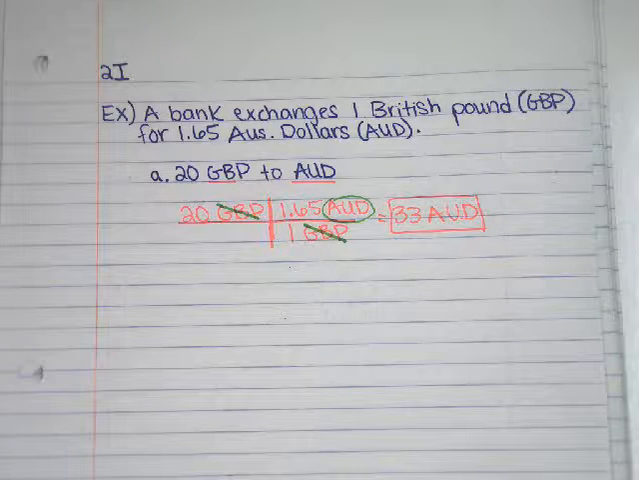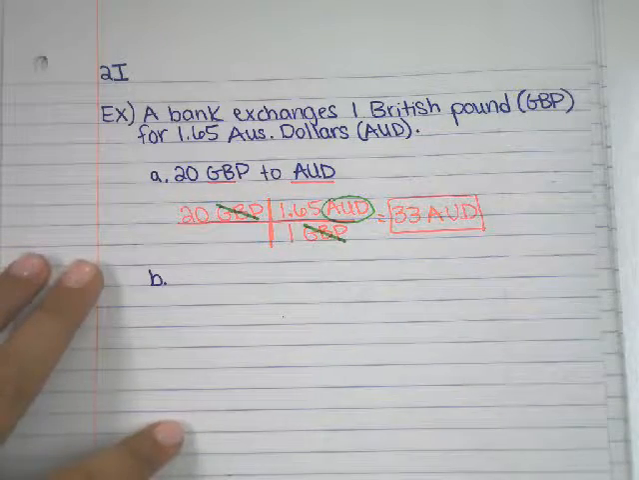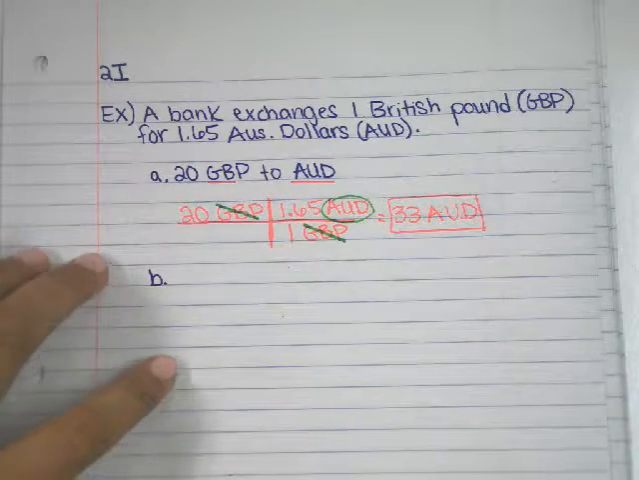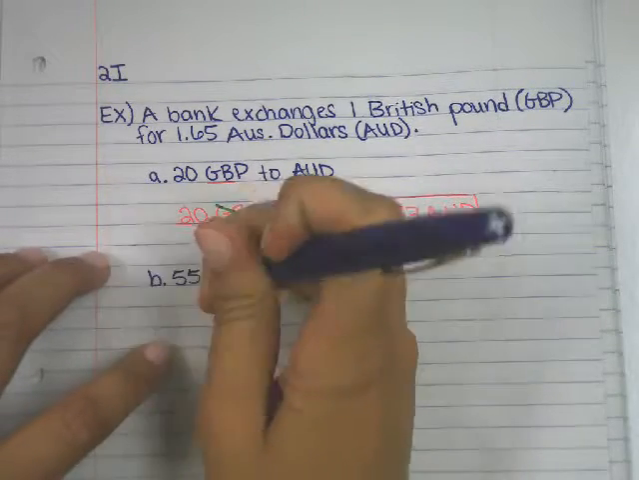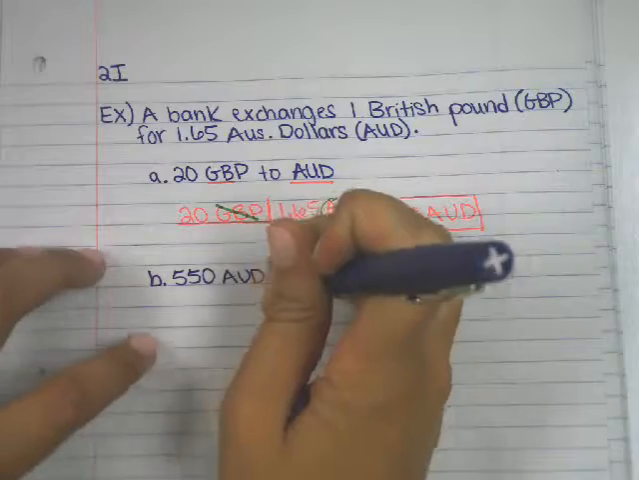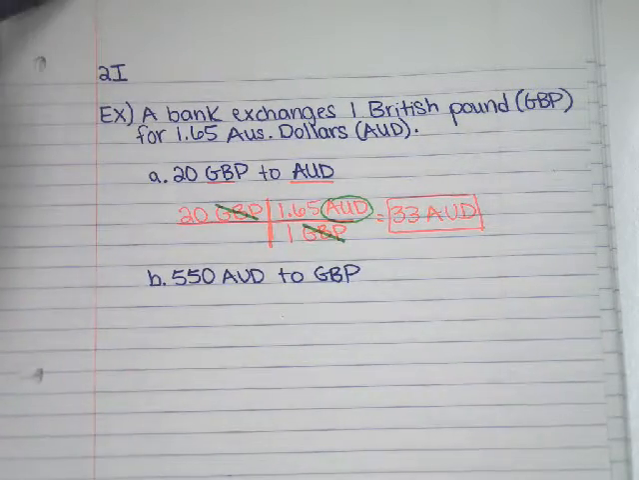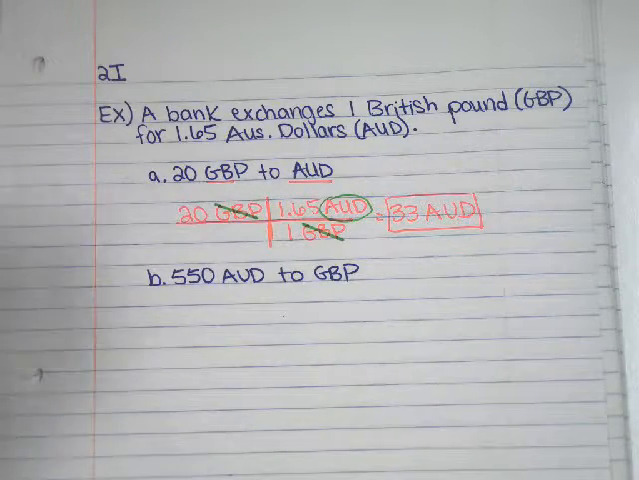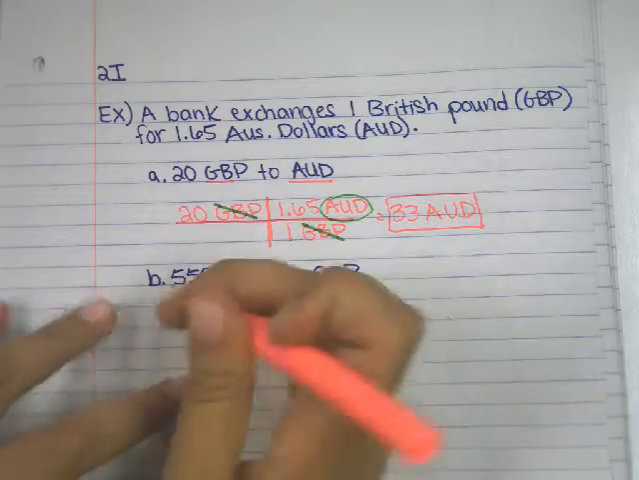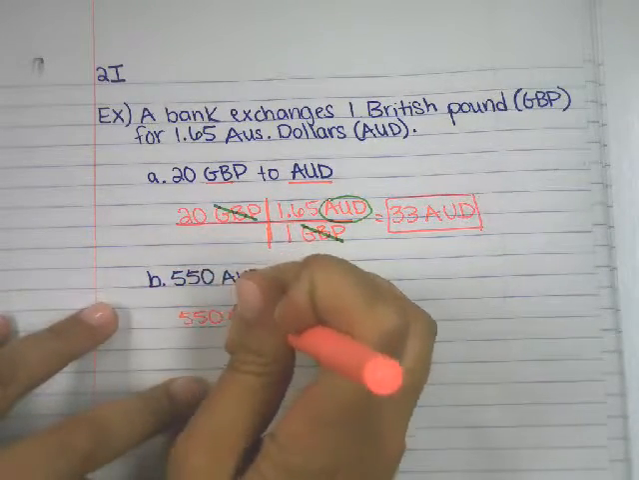All right. We can also go the other direction. What if instead of bringing Great British Pounds to this bank, we bring Australian dollars and we're trying to exchange the other direction? So we bring, let's say, 550 Australian dollars. We want to convert to Great British Pounds. Well, we're just converting units, types of money. So we always start with the item that was given. So we have 550 AUD.